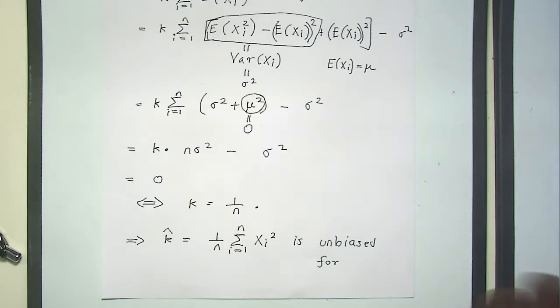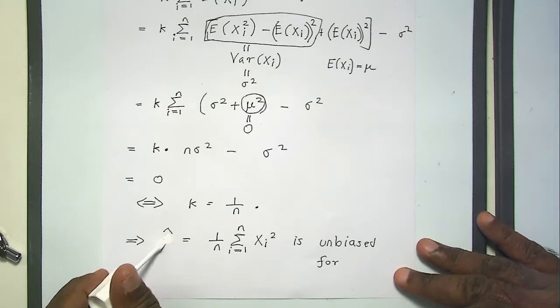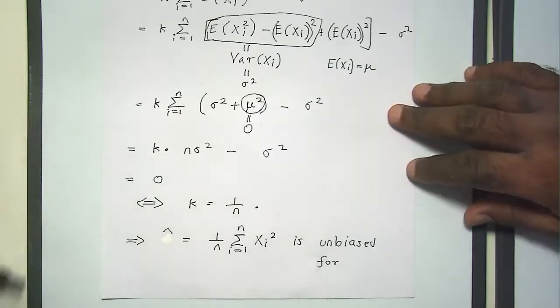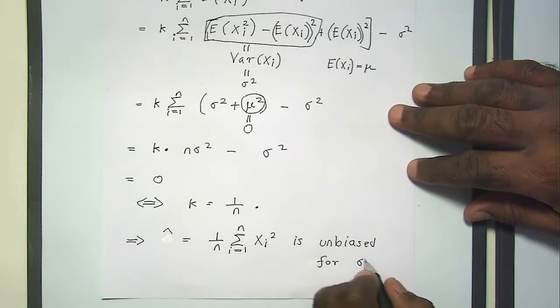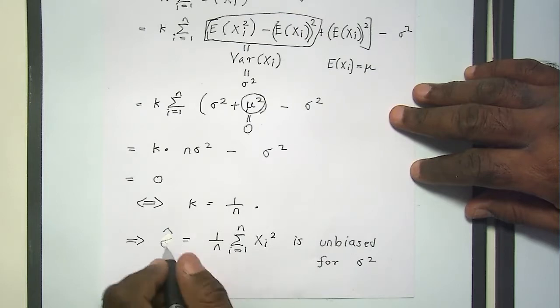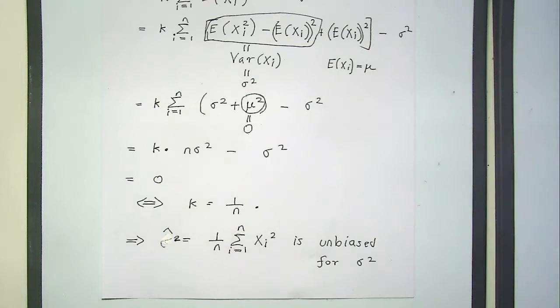I meant to say sigma squared hat is unbiased for sigma squared, right? So this should say sigma squared here.